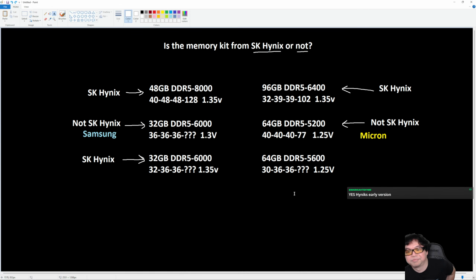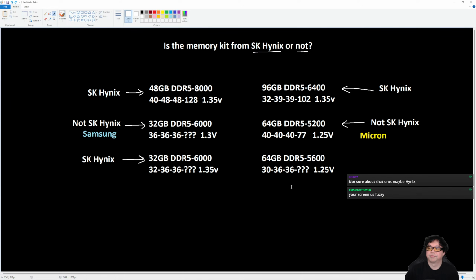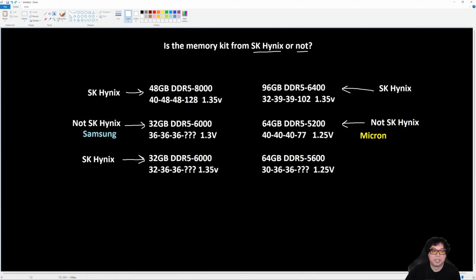What do you guys think? Hey, Safi, we're guessing who's the manufacturer of these memory kits. Mark is saying Hynix. Thomas saying Hynix. Praetor saying Hynix. If you know the method, you'll know the answer.